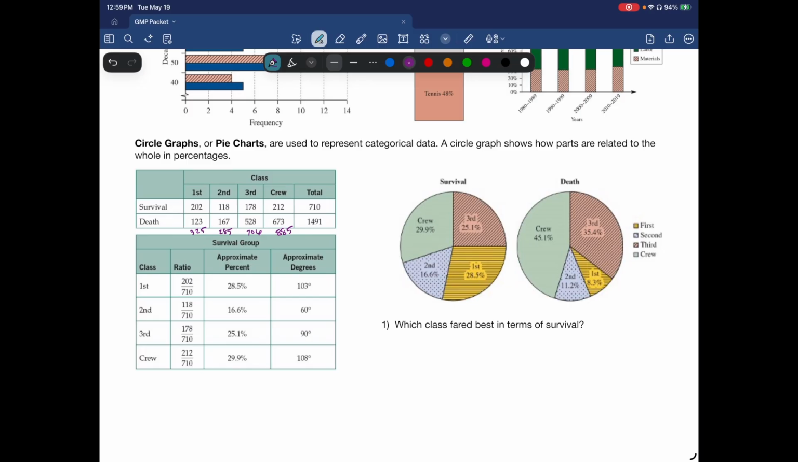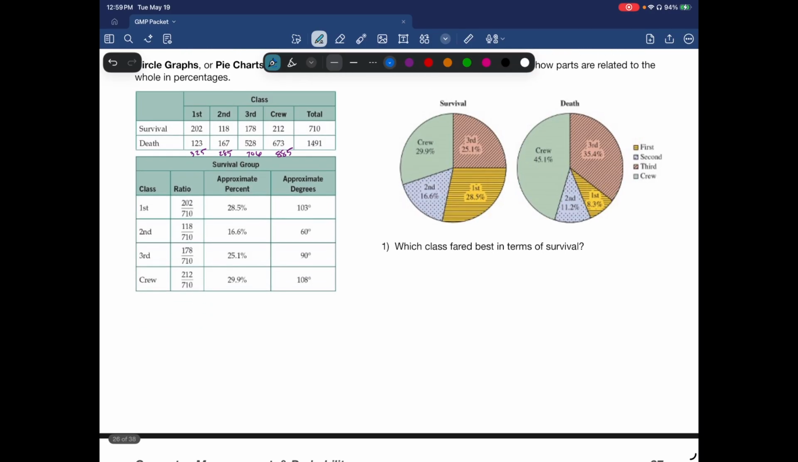Okay, so which class fared better in terms of survival? For the first class, 202 survived out of 325, and you would get that and turn it into a decimal. Second class, 118 survived out of 285. For the third class, 178 survived out of 706. And for the crew, 212 survived out of 885.